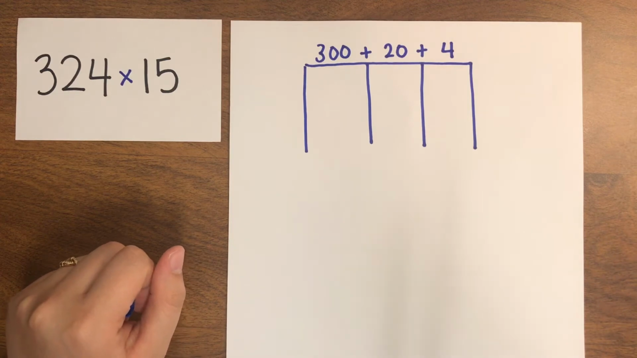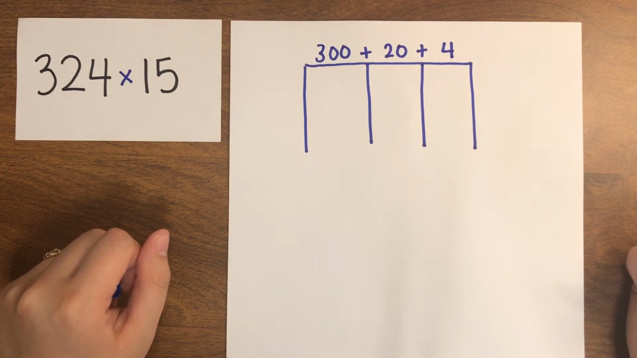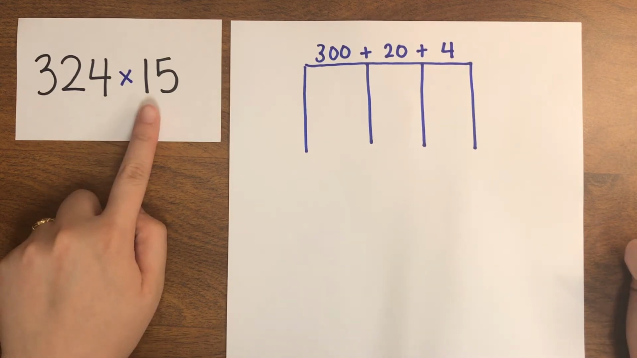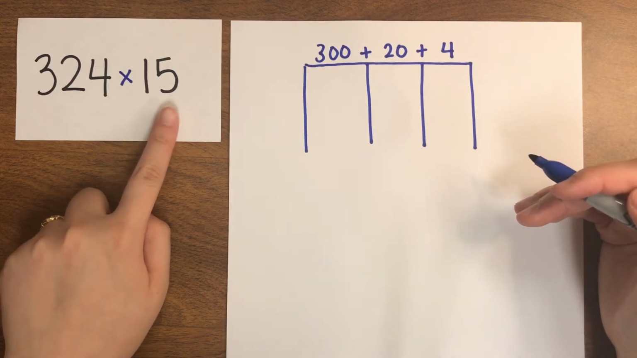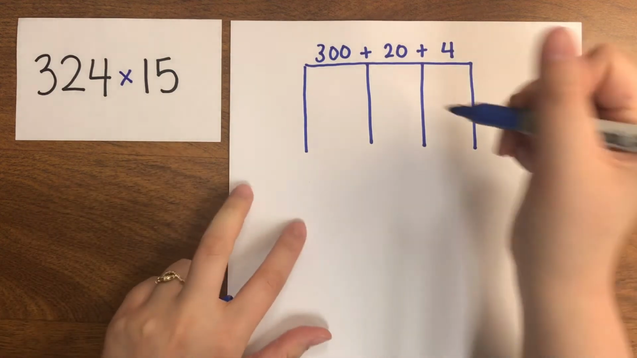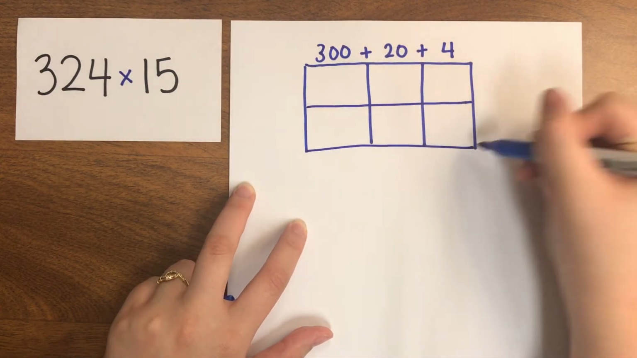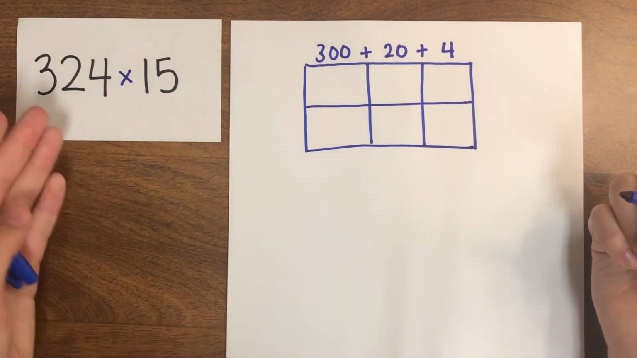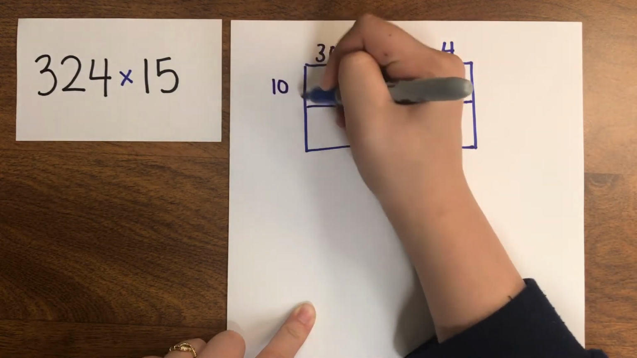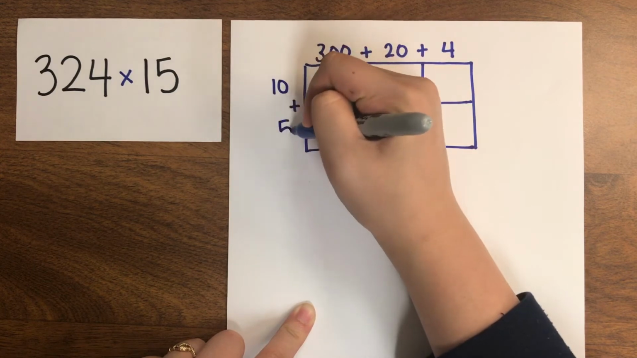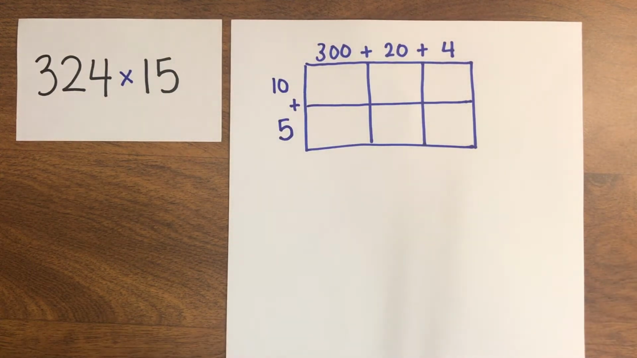Just like we did with 324, we're going to deconstruct our second number and represent it in our model. However, this time, since we are working with our second number, we're going to represent it using rows. 15 has 2 digits, so we'll create 2 rows to represent it and write our values on the side as follows. As you can see, it'll be 10 plus 5. And there we go. Everything is set up now.